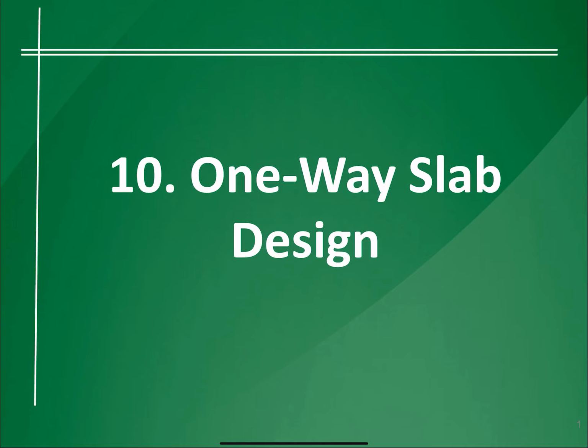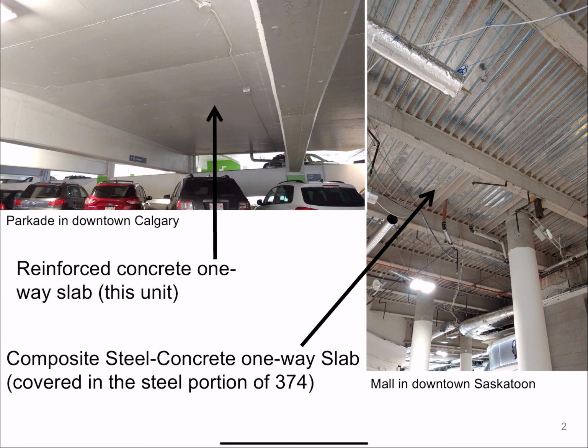Sometimes you find it also used together with steel, and this is how it looks like. In this particular case, you can see that this roof system is made up of what we'll call beams, so segments that span from side to side.